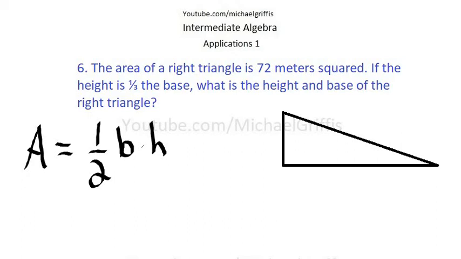Let's label it some different colors here. So the height and then the base of the triangle.